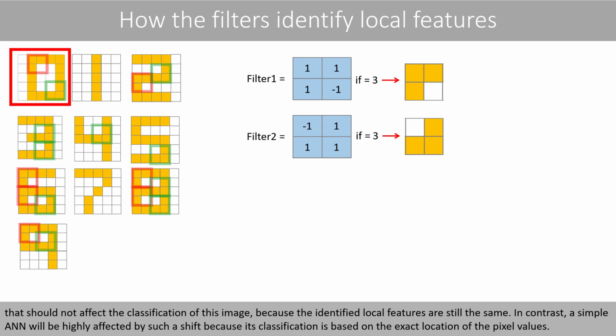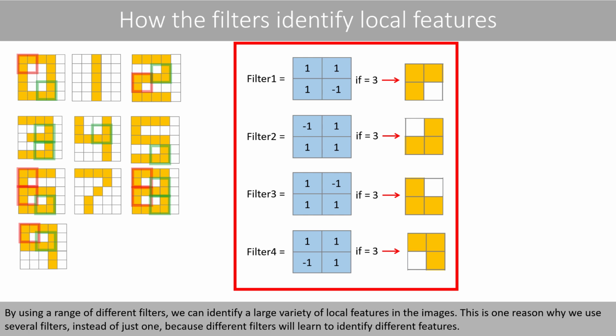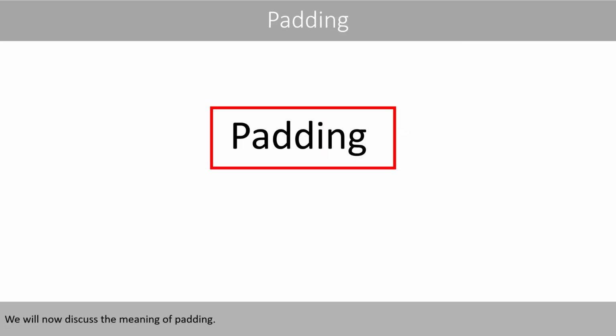In contrast, a simple artificial neural network would be highly affected by such a shift, because its classification is based on the exact location of the pixel values. By using a range of different filters, we can identify a large variety of local features in the images. This is one reason why we use several filters instead of just one, because different filters will learn to identify different features. We'll now discuss the meaning of padding.